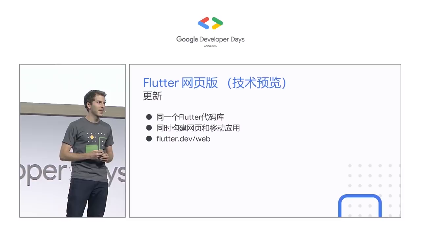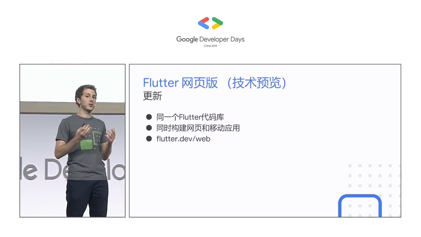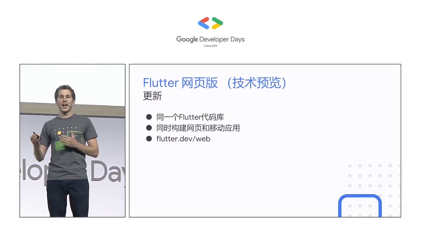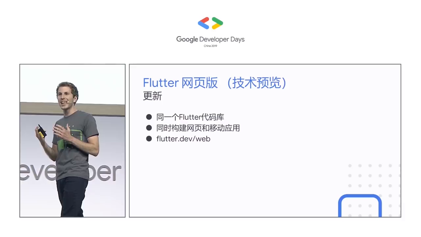running on the web. So previously, in order to have iterations while keeping the core Flutter repo stable, we were developing Flutter on the web in a fork of the Flutter repo. But as of today, we've merged the web code into the core repository of Flutter. So you'll have a single SDK with one set of widgets that work across all platforms.